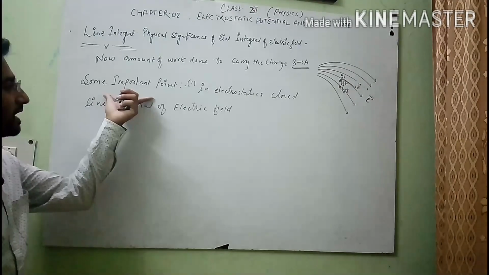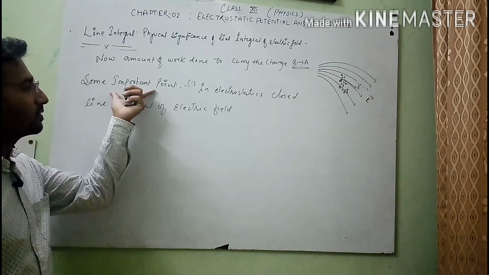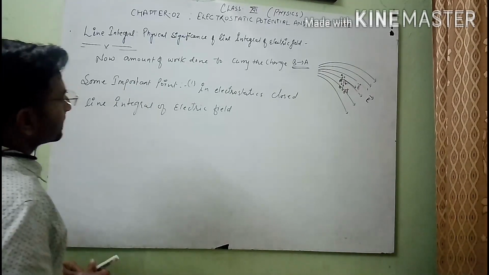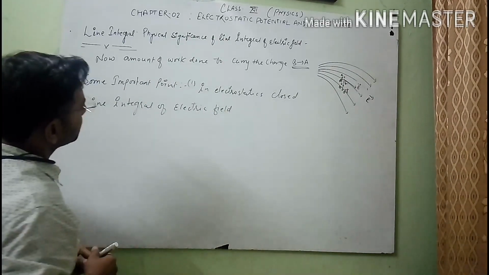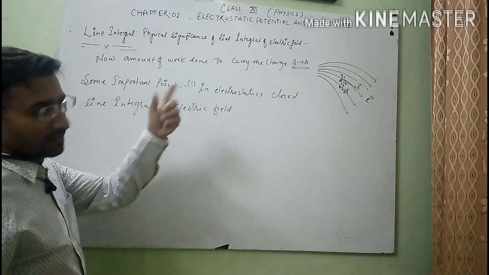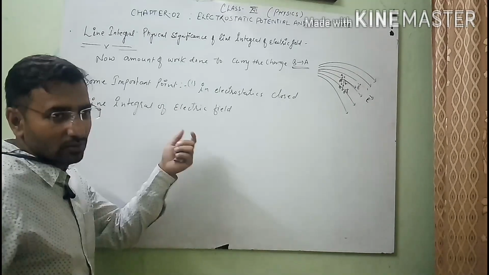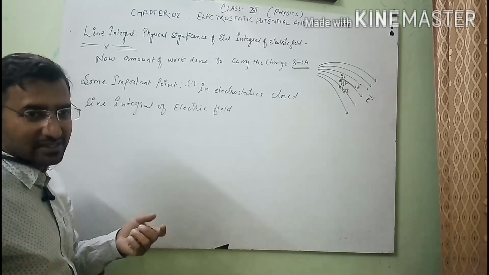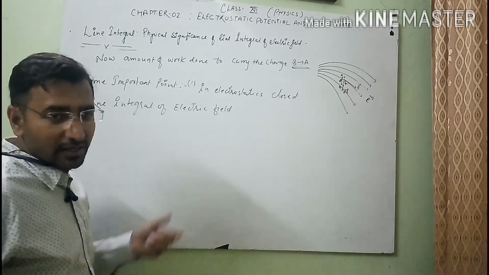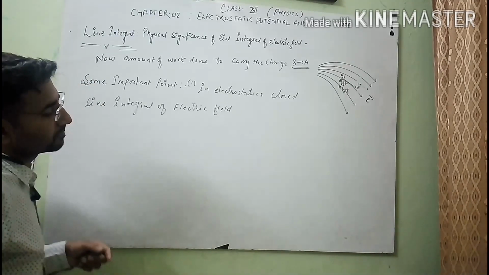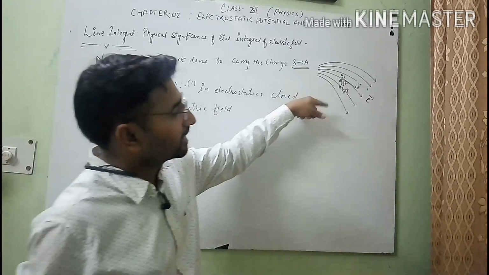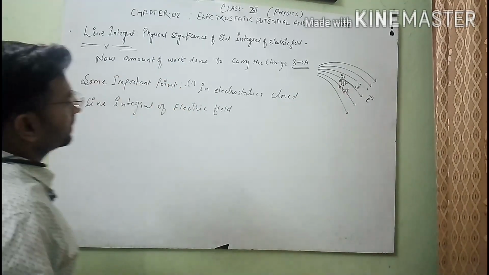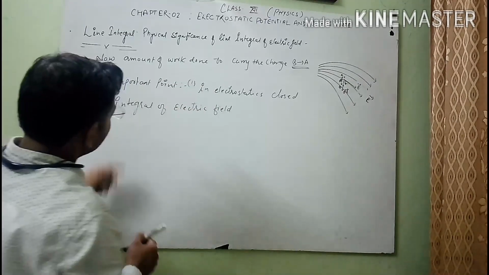Now here I'm giving you some important points about this. After the discussion of line integral, as you know, in the previous discussion I told you the electrostatic field is conservative in nature. How is it? It means that the work done doesn't depend on the path in which we are carrying the charge from one point to another point. So see here students, some important points.